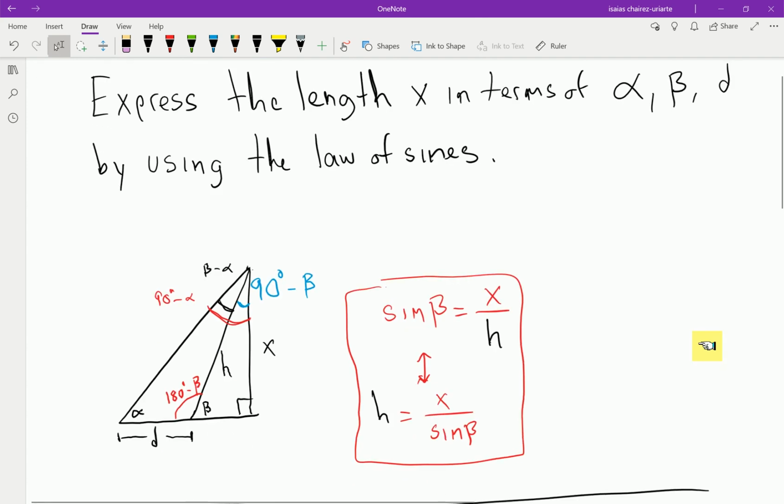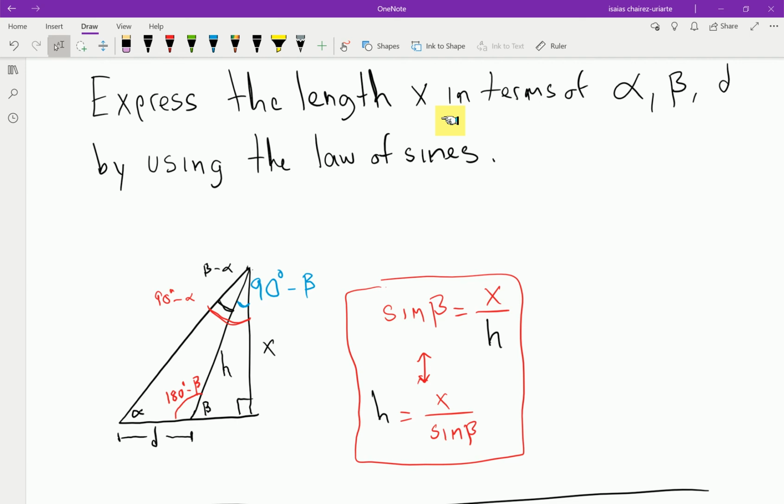We are given this little diagram, and right now I've filled out more information here. So what you are given is there's an angle alpha, there's an angle beta, you're given a length d, and then there's a length x, and the problem says that you've got to find the length x in terms of alpha, beta, and d by using the law of sines.